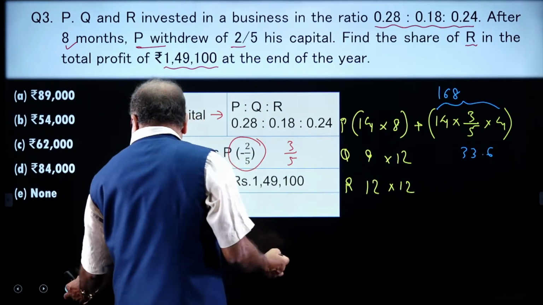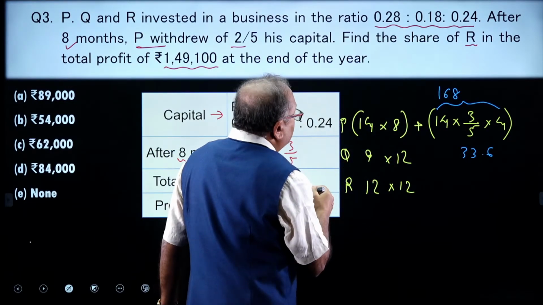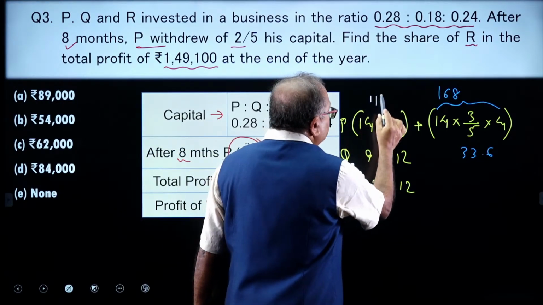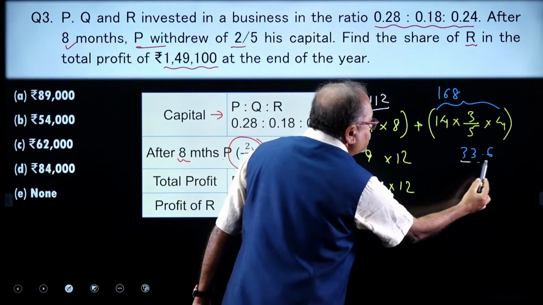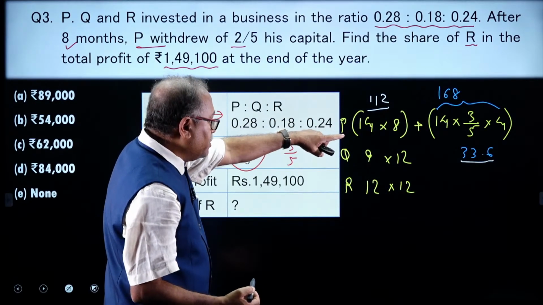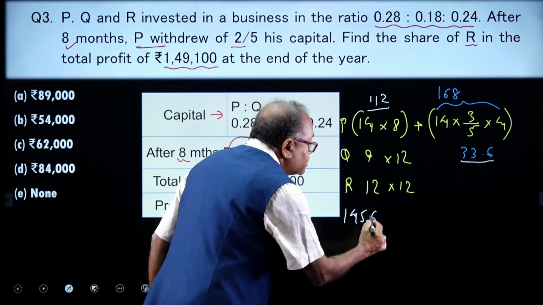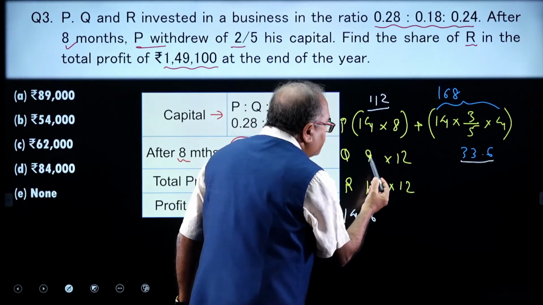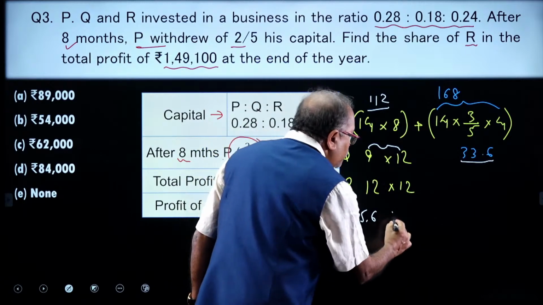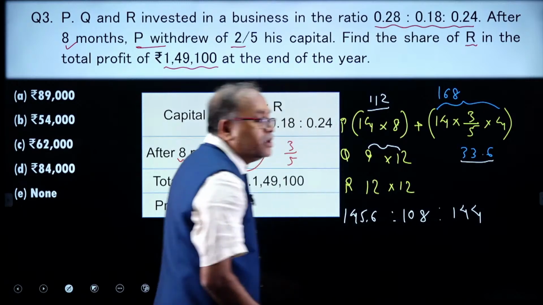So here you notice that 14 into 8, you are getting 112. 112 plus 33.6, that is 145.6. So P is 145.6. How about Q? That is simply the product of these two. Right, my dear friends, and 12 into 9 is 108 and R is 12 into 12, that is 144 over.